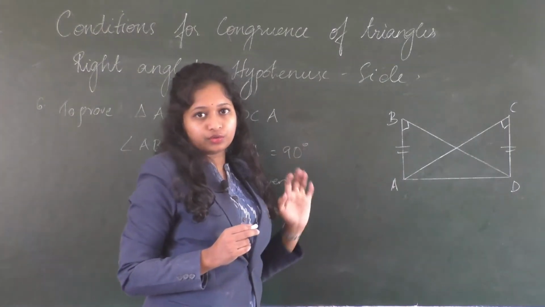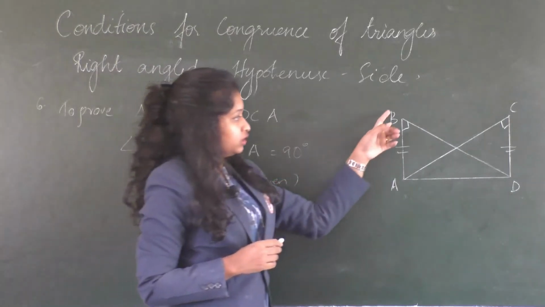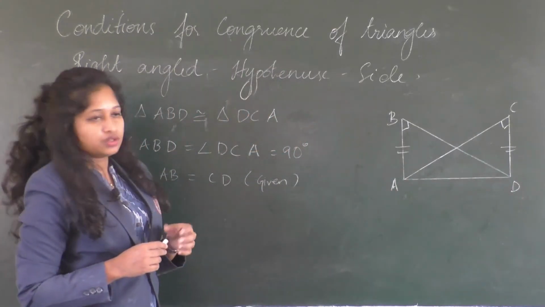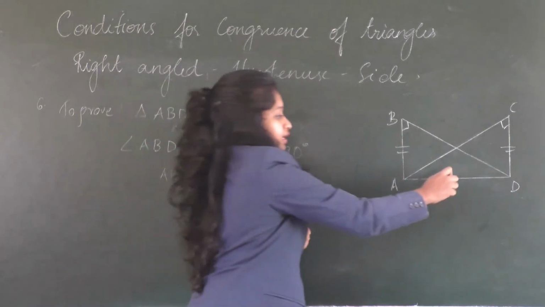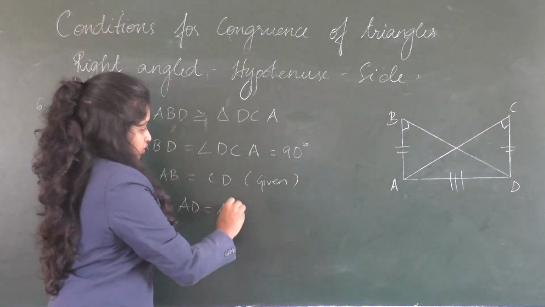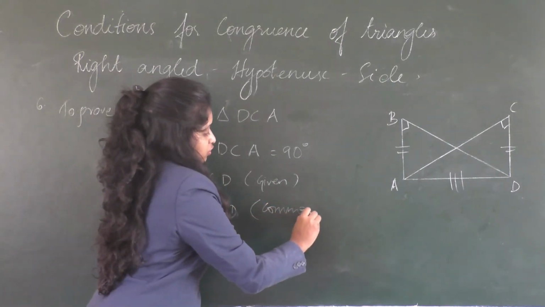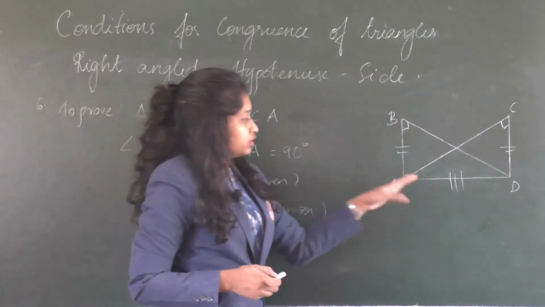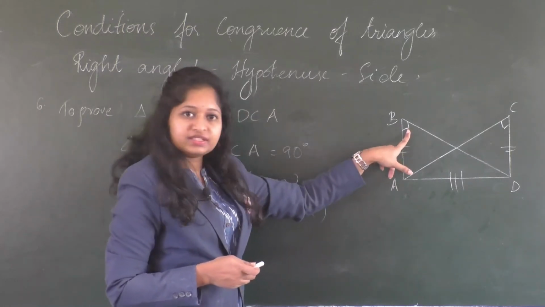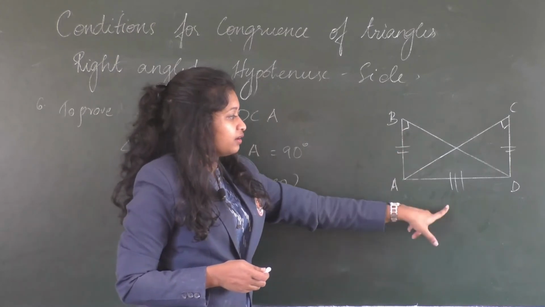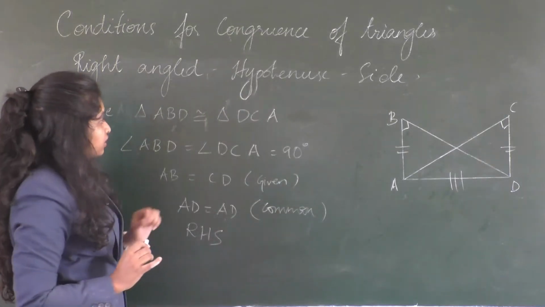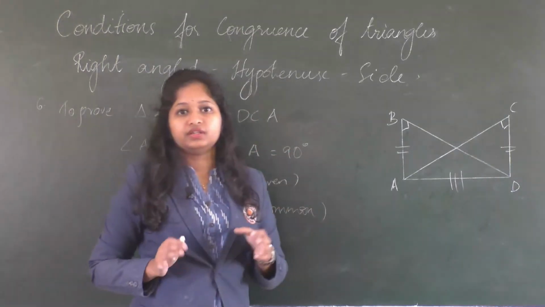So we should prove the congruency now. Here if you see triangle ABD and triangle ADC or DCA, AD is the common side, isn't it? AD is the common side. So we got the hypotenuse part, two sides and the right angle. So by RHS congruency we can conclude that triangle ABD is congruent to triangle DCA.